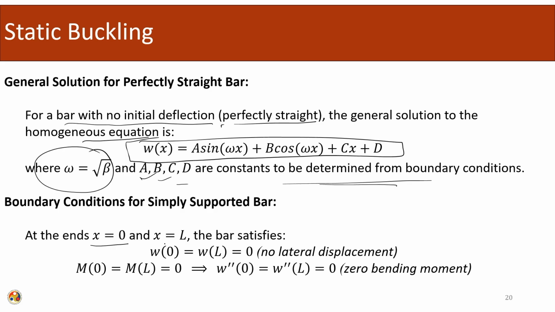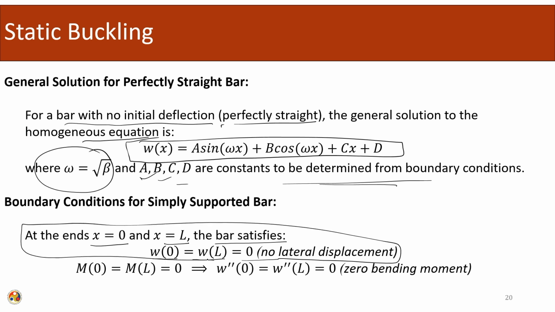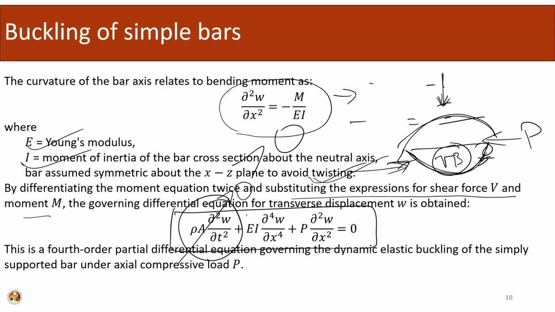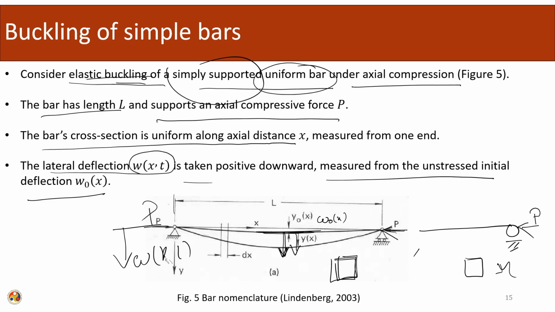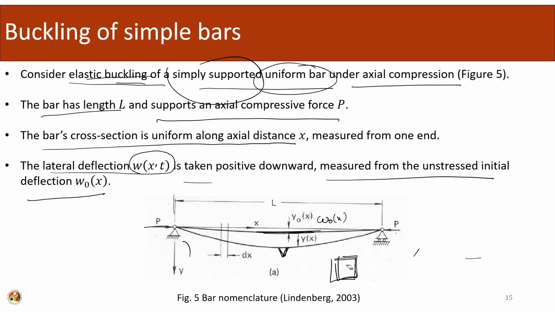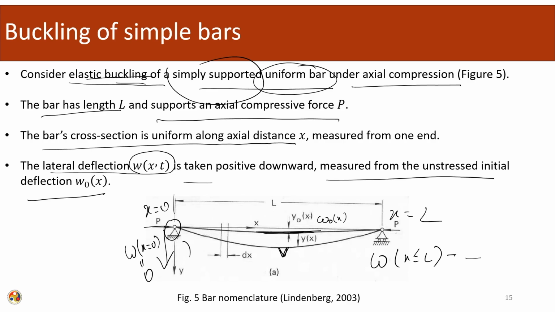At x equals 0 and x equals L, the bar satisfies that the deflections are 0. There is no lateral deflection at these two ends. Remember, we have changed the dynamic problem into a static problem. So at these two ends, at x equals 0 and x equals L, the value of the vertical deflection W at x equals 0 is 0 and W at x equals L is 0. So these are the two conditions.